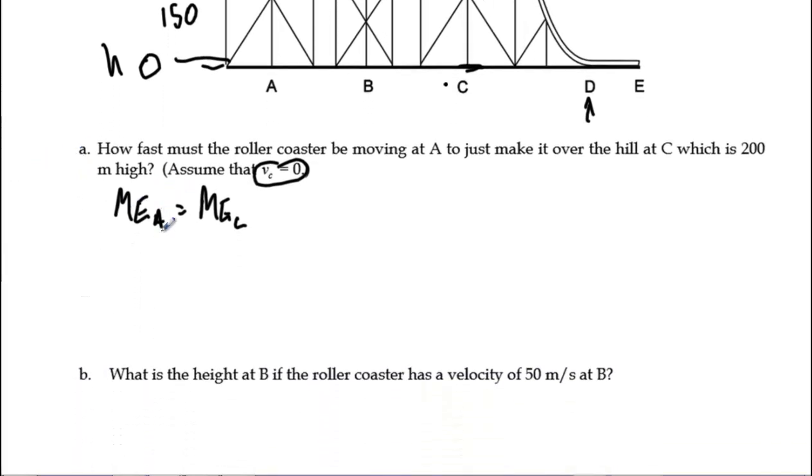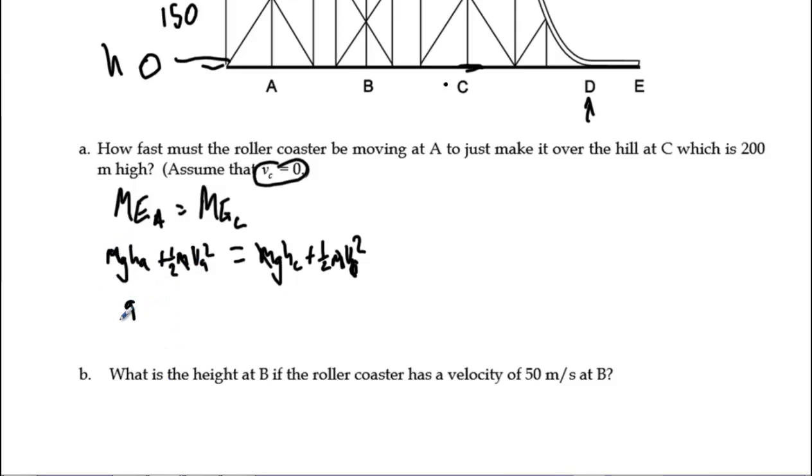So first we're going to start with the mechanical energy at A. Well, that's mass times gravity times height at A plus one half mass times velocity at A squared, and remember kinetic energy is half mass times velocity squared, is equal to mass times gravity times height at C plus 1/2 mass times velocity at C squared. Now remember, if something's common to every term, it drops out. Mass is here and here and here and here. So I can go ahead and get rid of that.